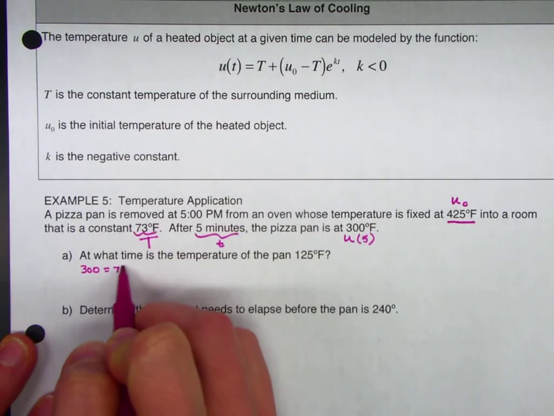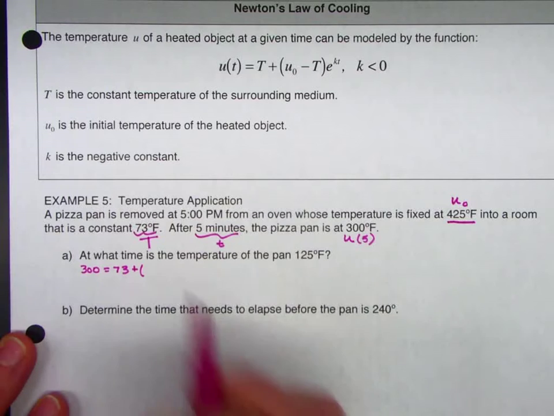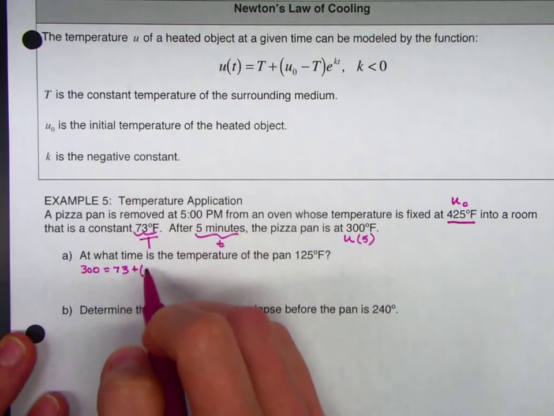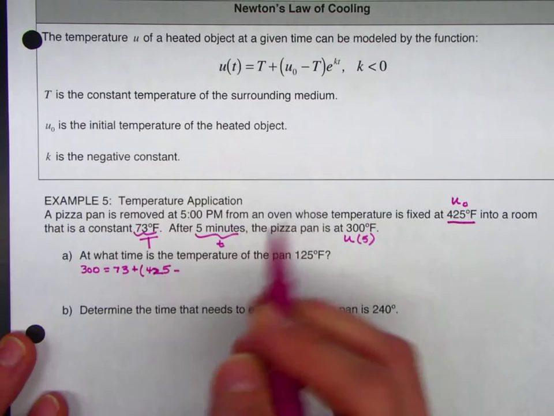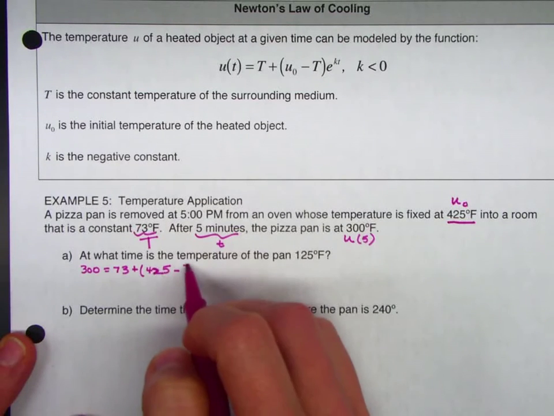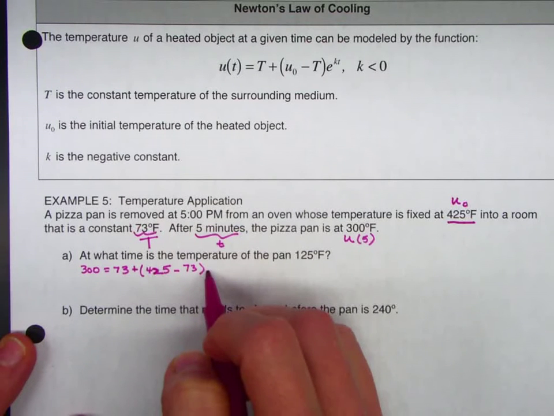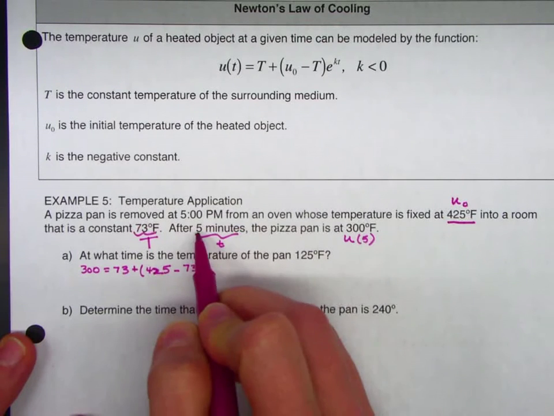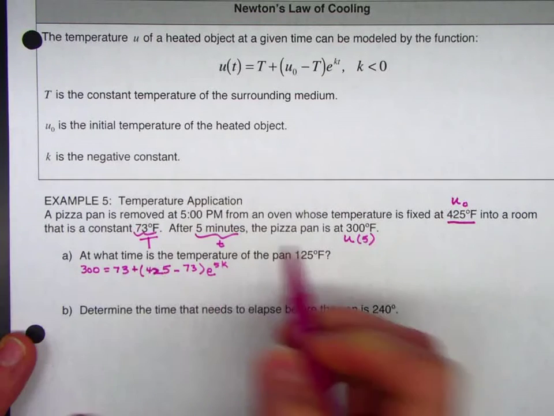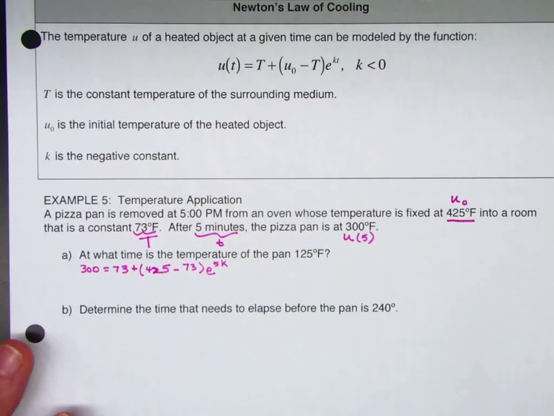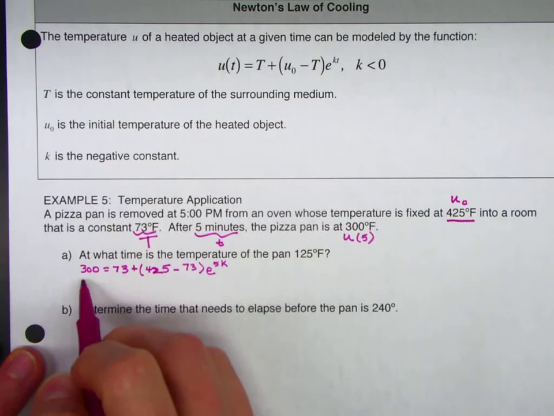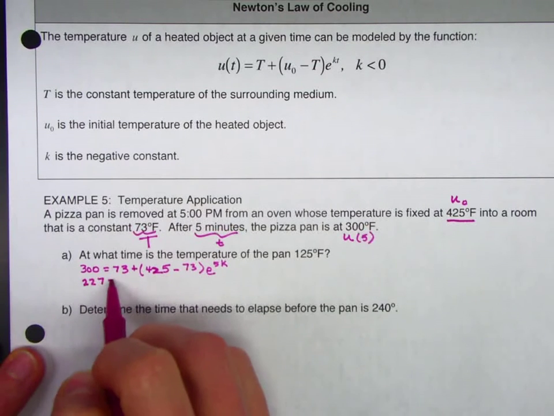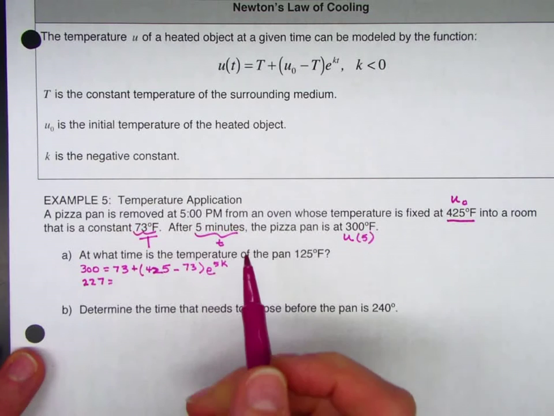Our room temperature is 73 plus our initial pan temperature, 425, minus the temperature of the room, 73, and then that's e to the kt, but t is 5, so that's going to be e to the 5k. All right. So what are we going to do first? We need to get rid of the 73. So if I subtract the 73, we're going to get 227. And then 425 minus 73 is?